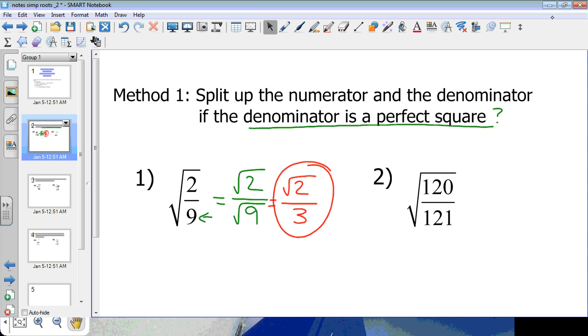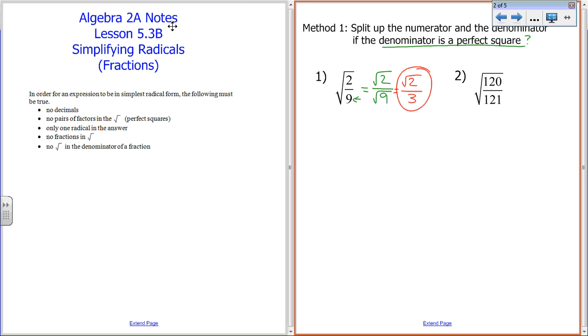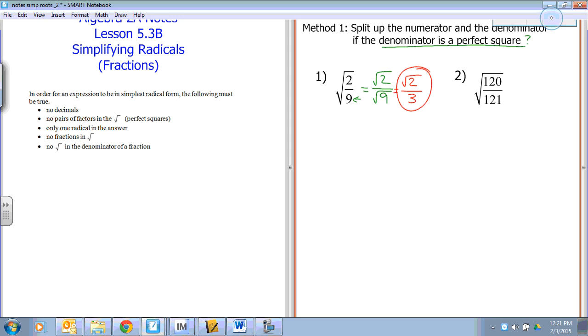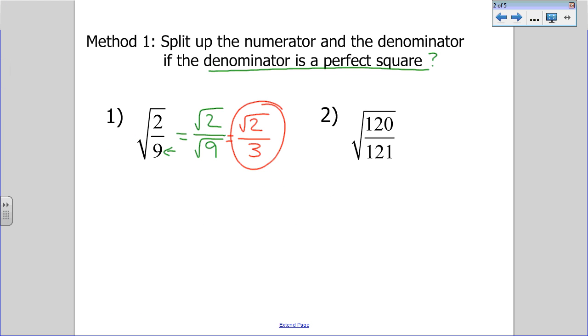So if we take a look at our rules, is there only one radical in the answer? Yes. Is there a fraction in the radical? No. Under our radical is the number 2. And is there a radical in the denominator? No. I've got 3. And so what we've done by using this method is we've taken care of those first expectations of what our radicals should look like in simplest form when it involves division.